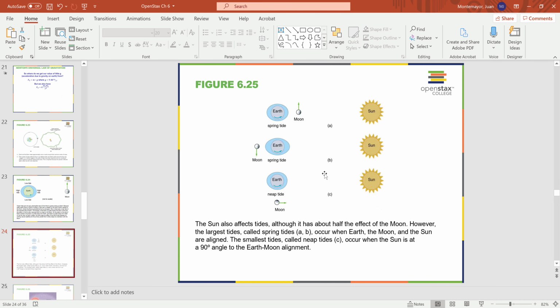The sun also affects the tides, although it has about half the effect the moon does. However, the largest tides, called spring tides, A and B here, occur when the Earth, the moon, and the sun are aligned. The smallest tides, called neap tides, which is C, occur when the sun is at a 90-degree angle to the Earth-Moon alignment.